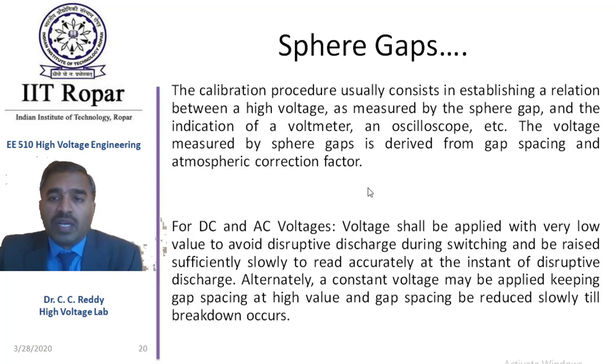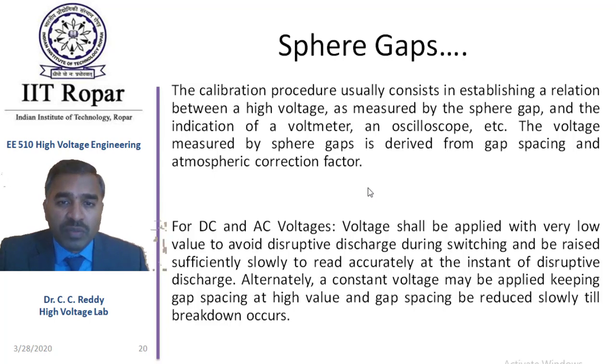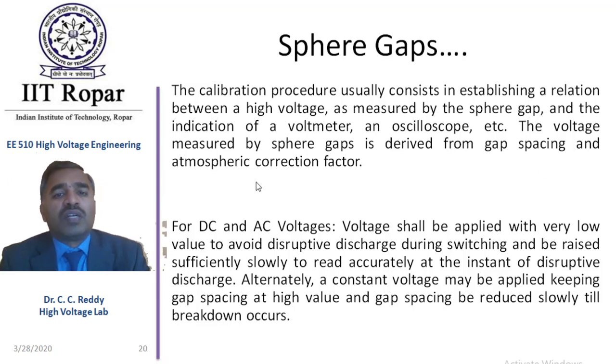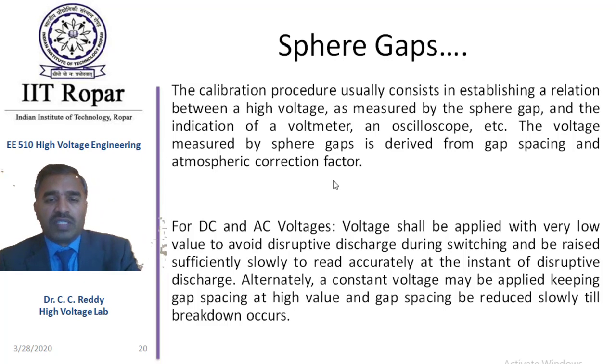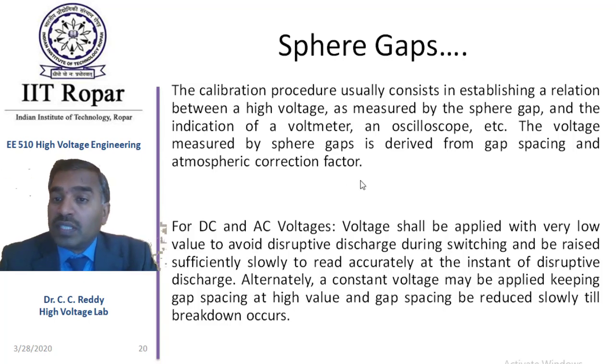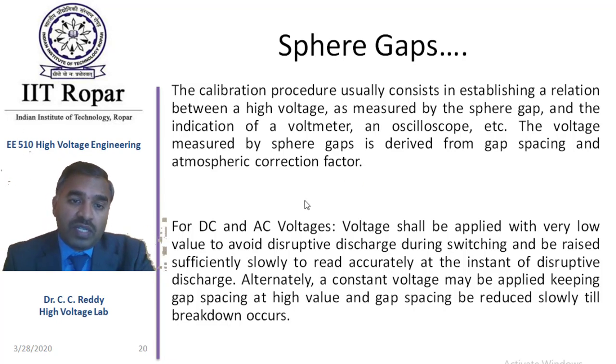The gap distance is known, the breakdown voltage is known, and when it breaks, it corresponds to a certain voltage, and the reading of the voltmeter is known. So, the voltmeter or reading of the oscilloscope can be calibrated using the sphere gaps. The voltage measured by the sphere gaps is derived from the gap spacing and the atmospheric correction factor that we will discuss soon. So, the correction factor has to be incorporated to get the accurate value.